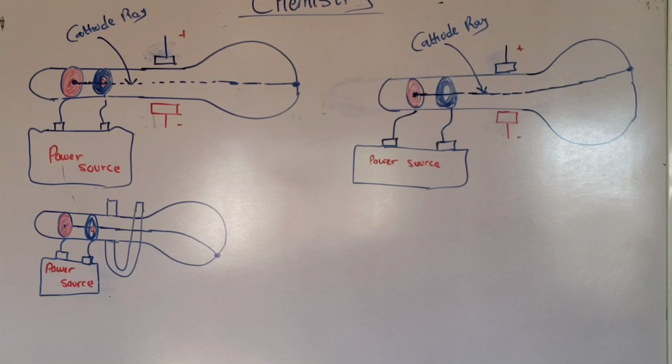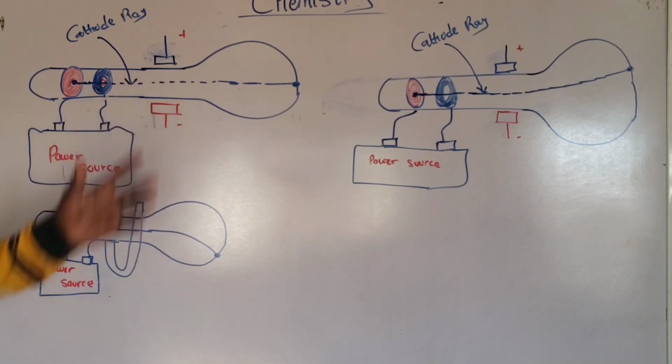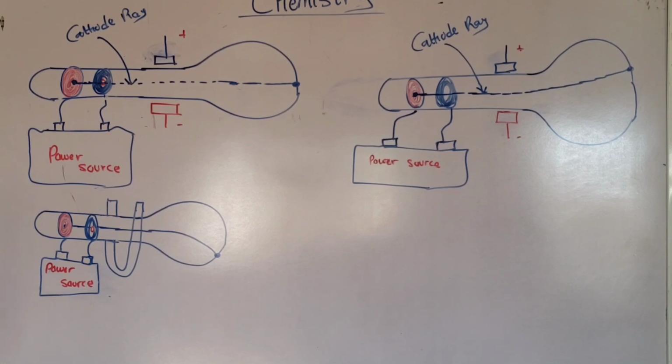Atoms have tiny negatively charged particles called electrons. So he named what he discovered electrons. So that is the cathode ray tube experiment of JJ Thompson. This experiment was carried out in 1897.